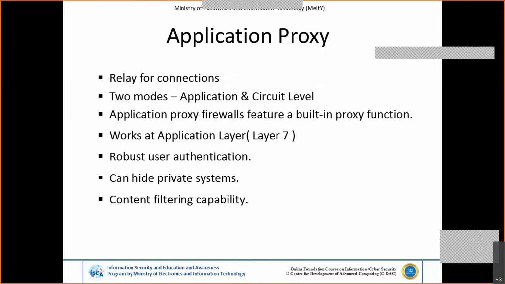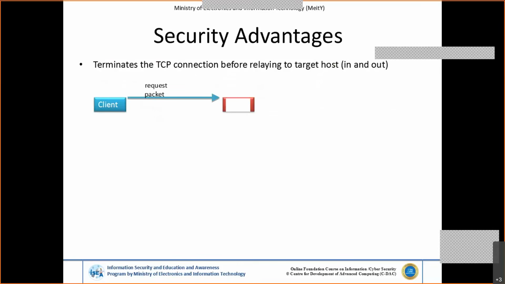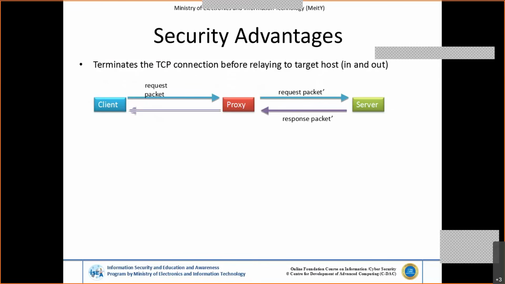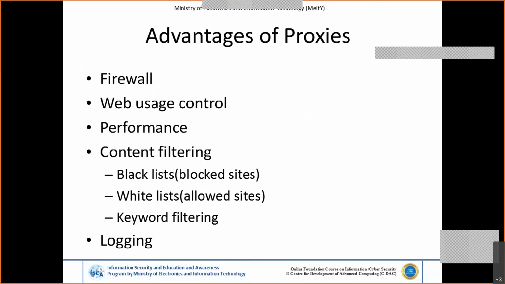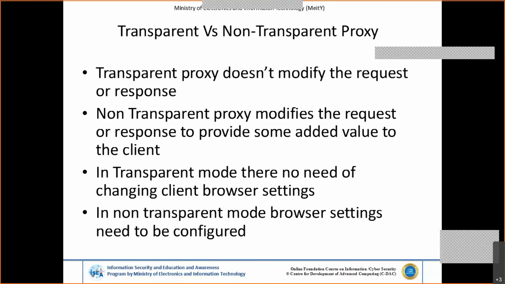So we can use application level proxies, which work at layer 7. This is the main advantage of the proxy, because we are not directly connecting all the internal people, and we can also have features like URL filtering, where we can block or allow certain URLs. And we also have content filtering, where based on keywords we can block or allow certain content. So this is one of the features of a proxy firewall.